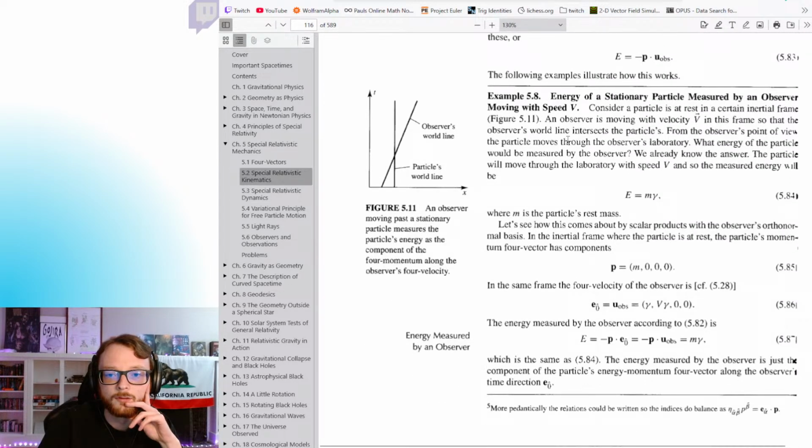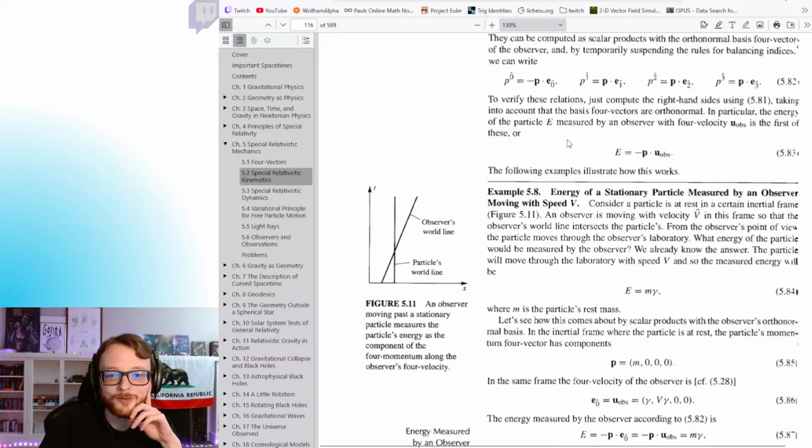Oh god, yeah, some of the stuff at the end here was weird. Energy is equal to minus p dot u as 4 vectors.